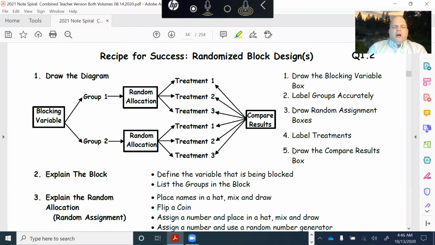Okay, still working on experimental design, and we're going to be talking about the randomized block design here, and we're on page 34 and 35 of the note spiral. And so here we're going to start off with a block design.